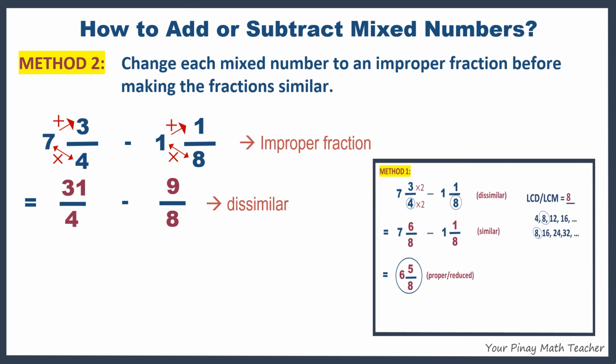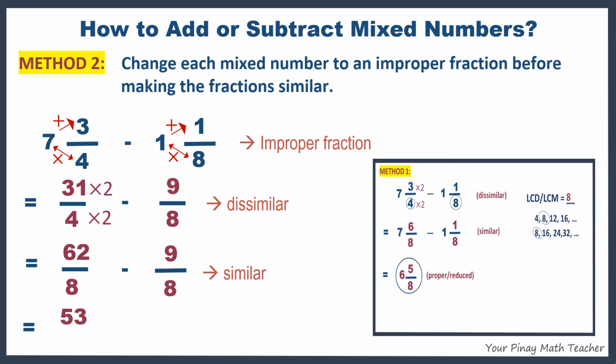So multiply 4 in 31/4 by 2. Multiply also 31 by 2. In 9/8, we don't need to do anything because 8 is already the denominator. So we have 62 over 8 minus 9 over 8. 62/8 and 9/8 are already similar, so we can subtract them now. 62 minus 9, we get 53 eighths.